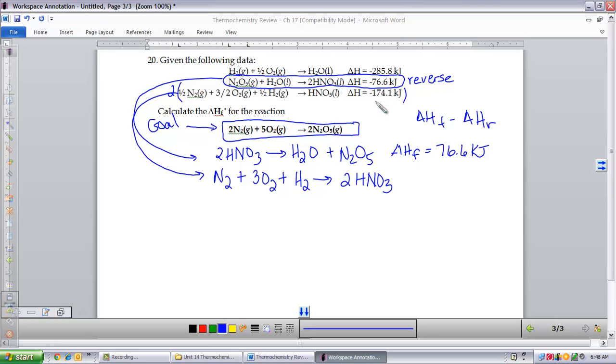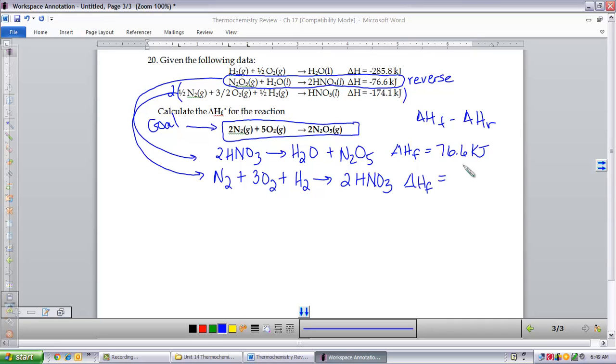And then I'll also have to multiply the 176.6 times 2 as well. And I will get, all right, we're going to double that.